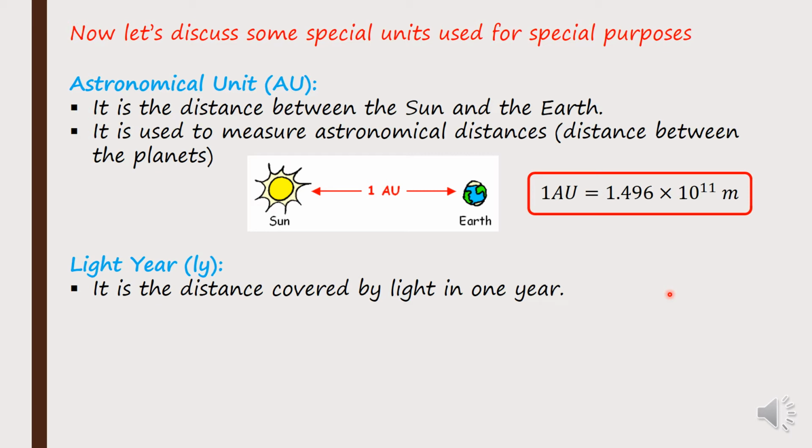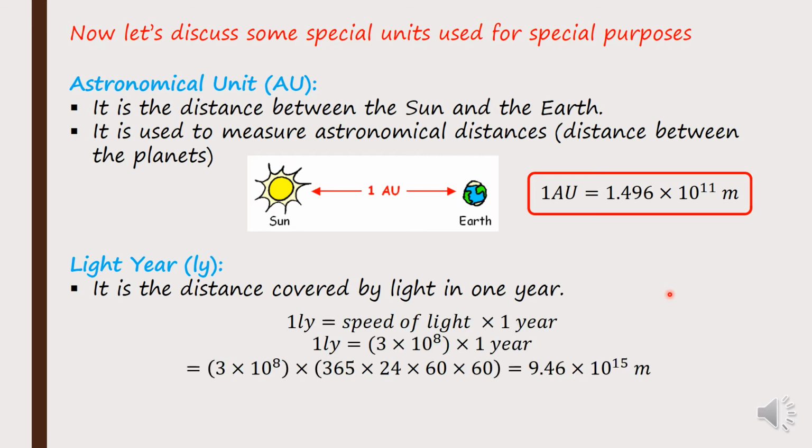So what is one light year? It is the distance that is covered by light in 1 year. This is also used for calculating the distance between the planets and the sun, or between two planets or anything like that. So one light year is equal to the speed of light into 1 year. The speed of light is equal to 3 into 10 to the power of 8, into 1 year. Now when we are taking 1 year, how do we do?